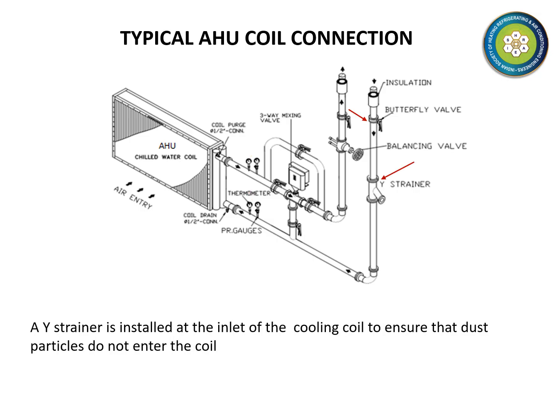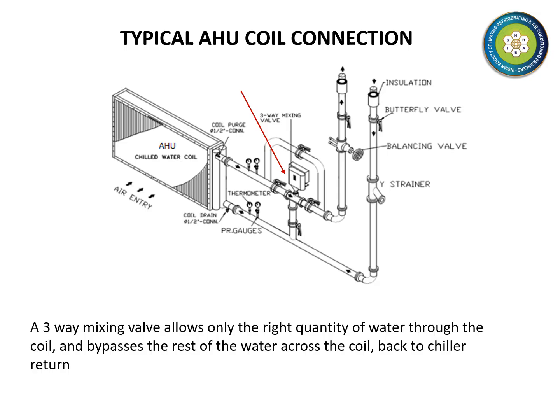A Y strainer is installed at the inlet of the cooling coil to ensure that dust particles do not enter the coil. A three-way mixing valve ensures that only the right quantity of chilled water enters the coil, with the rest being bypassed across the coil.